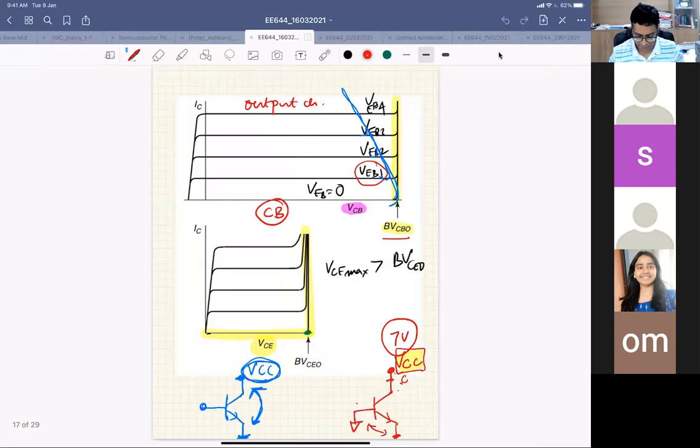So we'll discuss how the breakdown happens. Just before we start the discussion on breakdown voltage, for your information, BVCEO is always less than BVCBO, right? So when you are using a bipolar junction transistor at a certain voltage, you have to make sure that the maximum voltage you are applying is less than the BVCEO of your transistor.